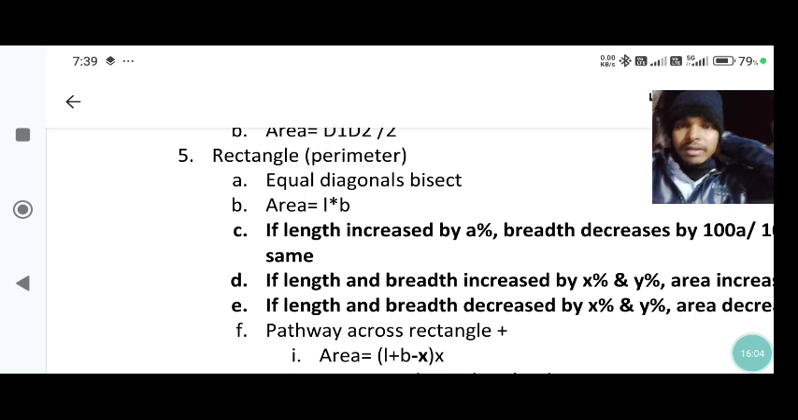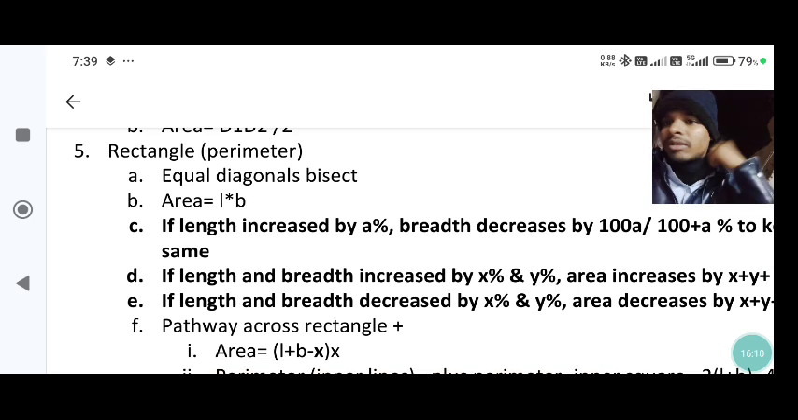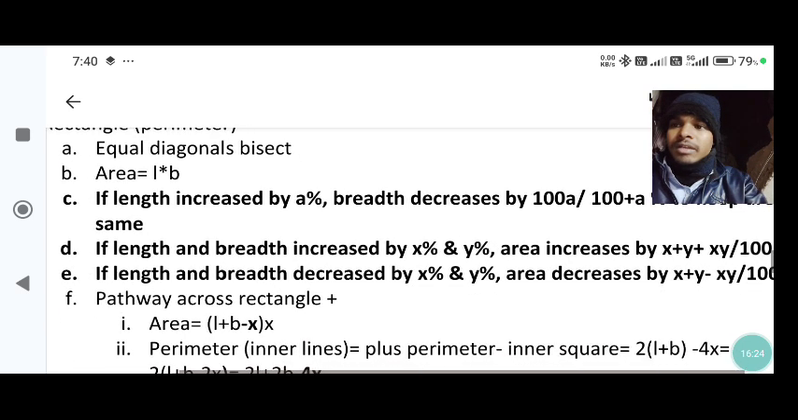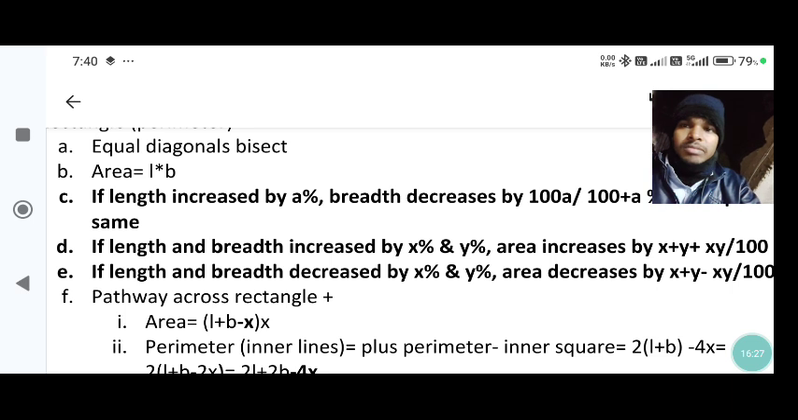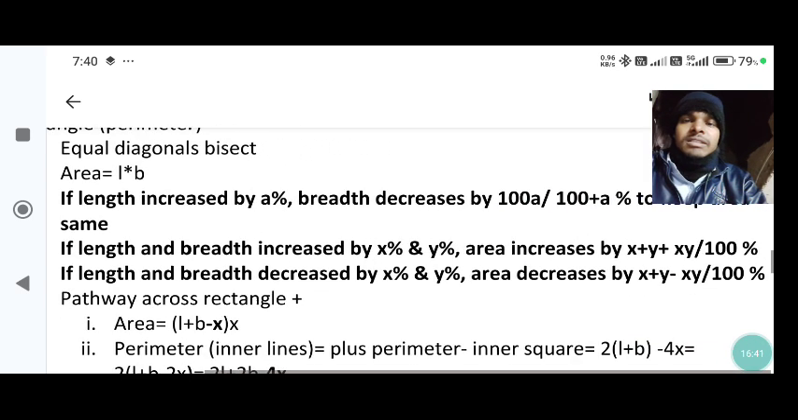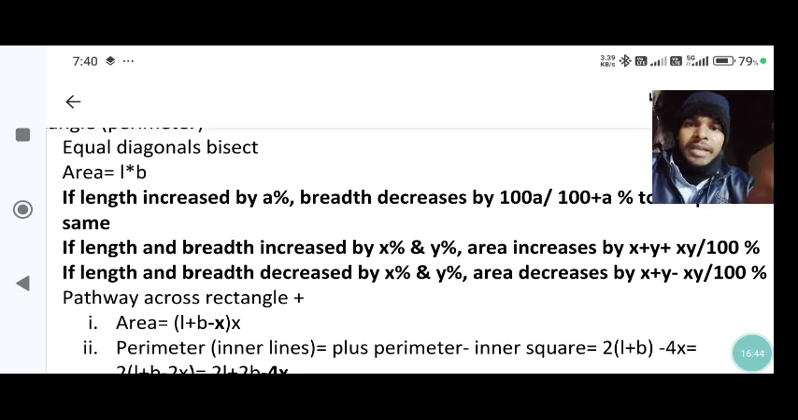And area is equal to length into breadth. Everyone knows. Here is one important point: if the length of a rectangle is increased by a%, then breadth should decrease by 100a by (100 plus a)% to keep the area the same. Other point: if length and breadth are increased by x% and y%, then the area increases by (x plus y plus xy by 100)%. And if both are decreased by x% and y%, then the area decreases by (x plus y minus xy by 100)%.